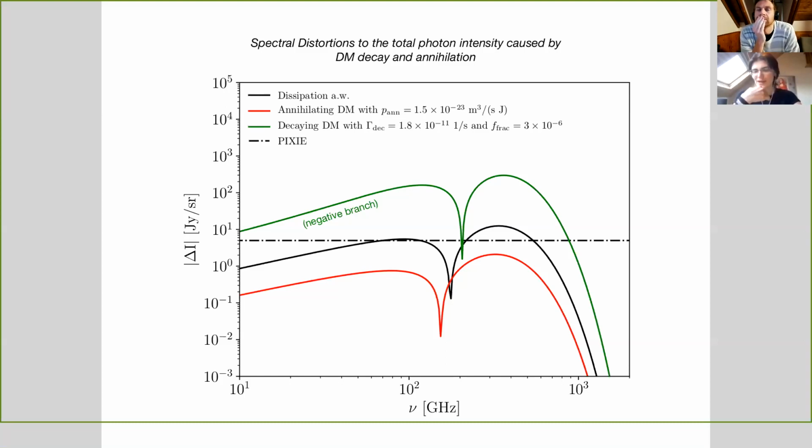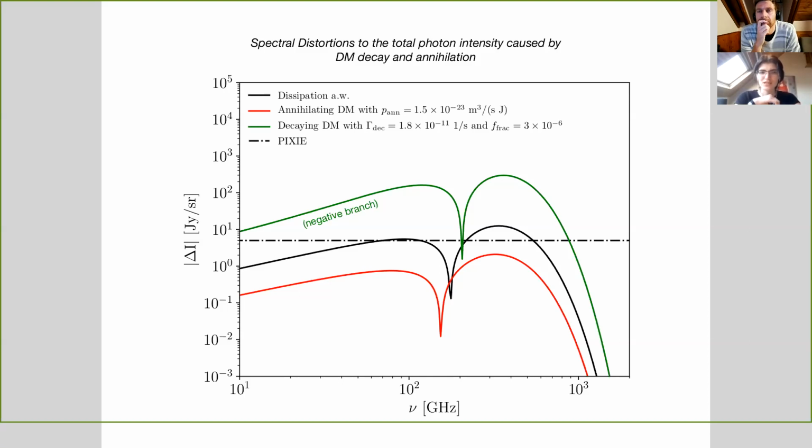So that's what we expect from Lambda CDM, or that's the biggest contribution coming from Lambda CDM. Again, the dotted black line is PBH sensitivity for reference. In the red, we're showing a sample case of annihilating dark matter. We didn't focus too much on what the dark matter is annihilating into. It's just a generic case with a specific annihilation function. And we see that this is actually a smaller contribution than Lambda CDM. So this means that PIXI itself would not detect this annihilating dark matter.